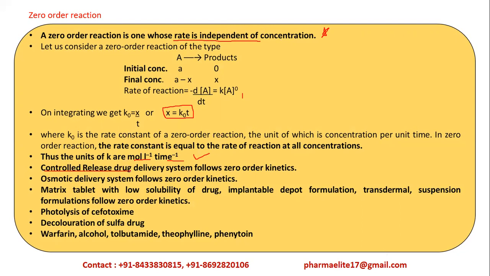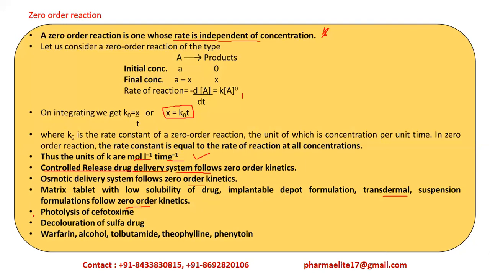Controlled release drug delivery systems follow zero order kinetics. You may be given an example and asked whether it follows zero order or not. You should know if it is controlled release, yes, it will follow zero order. Osmotic drug delivery systems, that is all osmotic deliveries, osmotic pumps, will follow zero order kinetics. Then matrix tablets with low solubility drug, implantable depot formulations, transdermal preparations, suspensions follow zero order kinetics.